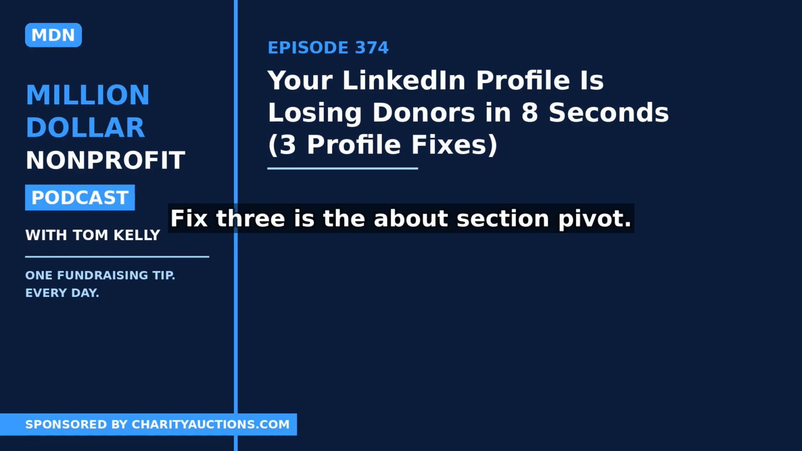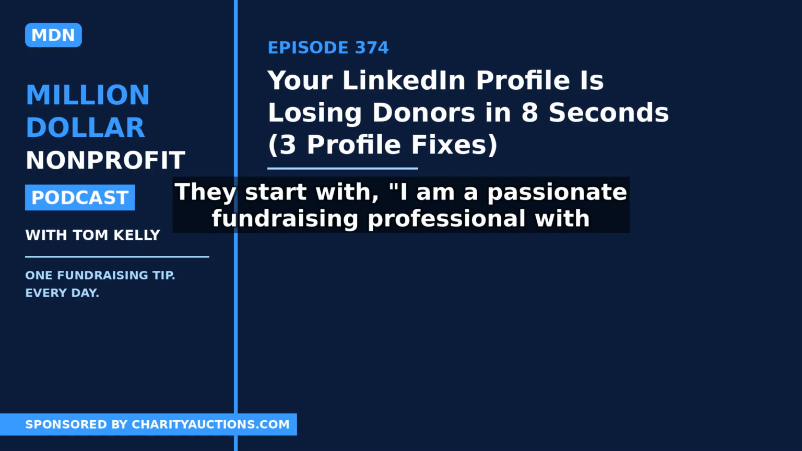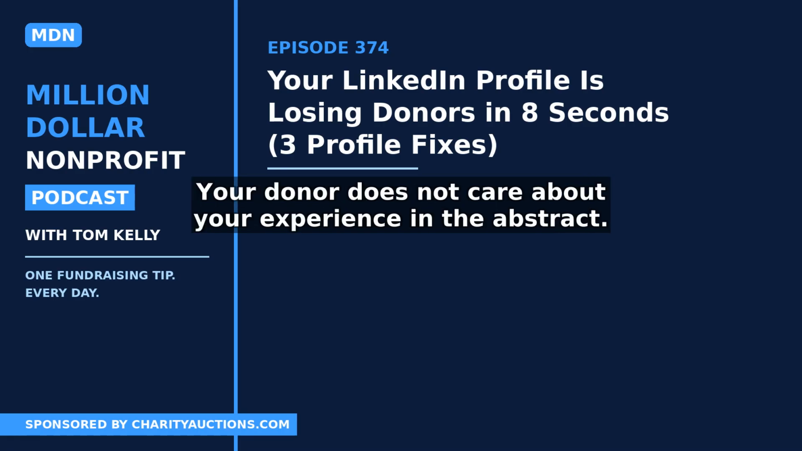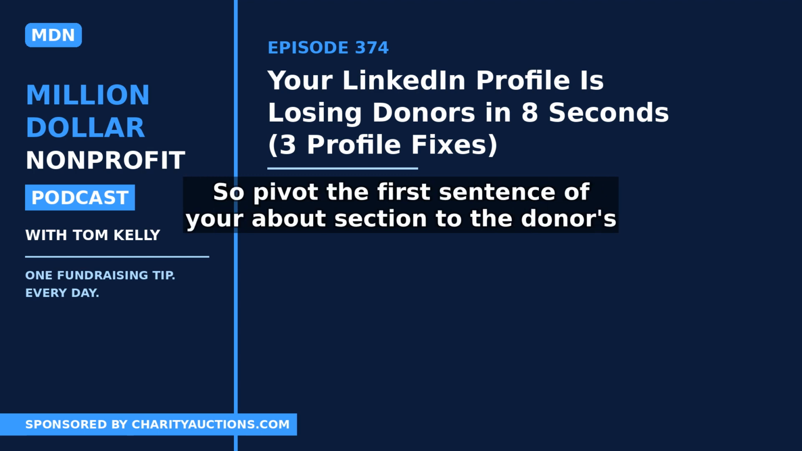Fix 3 is the About section pivot. Most About sections read like a cover letter. They start with, I am a passionate fundraising professional with 15 years of experience. That sentence is about you. Your donor does not care about your experience in the abstract. They care about what your experience means for them. So pivot the first sentence of your About section to the donor's outcome.